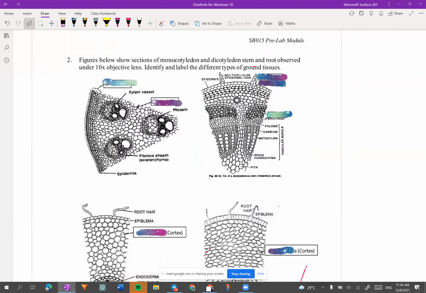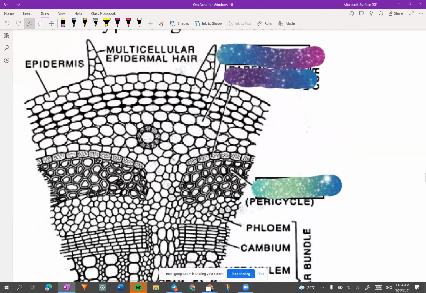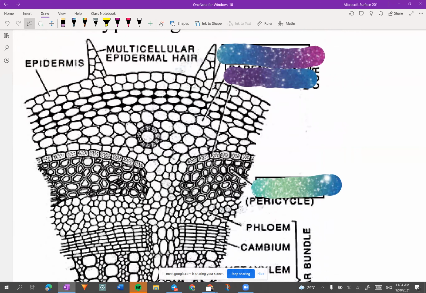Okay, so this one is fun as well. Under 10 times objective lens, identify the different types of ground root. Ground root macam tadi tu, parenchyma, collenchyma, sclerenchyma. Kita buat yang ni dulu. Okay. Ready?